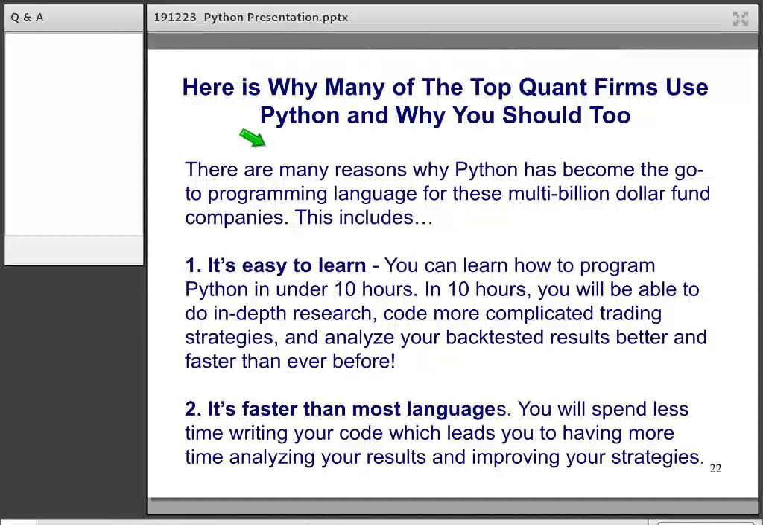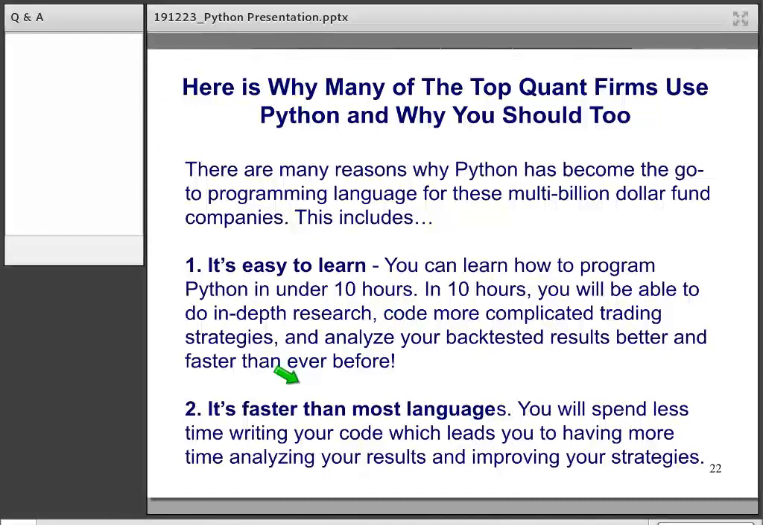So here's why many of the top quant firms use Python and why you should too. There are many reasons why Python has become the go-to programming language for these multi-billion-dollar funds. Number one, it's easy to learn. You can learn how to program in Python in under 10 hours. In fact, we guarantee that you'll be programming in Python no matter what your programming experience is. You'll be up and running in 6 hours. If you're not up and running, we provide a 100% money back guarantee. This is how sure we are. In 10 hours, you'll be able to do in-depth research, code more complicated trading strategies, and analyze your backtested results better and faster than ever before.